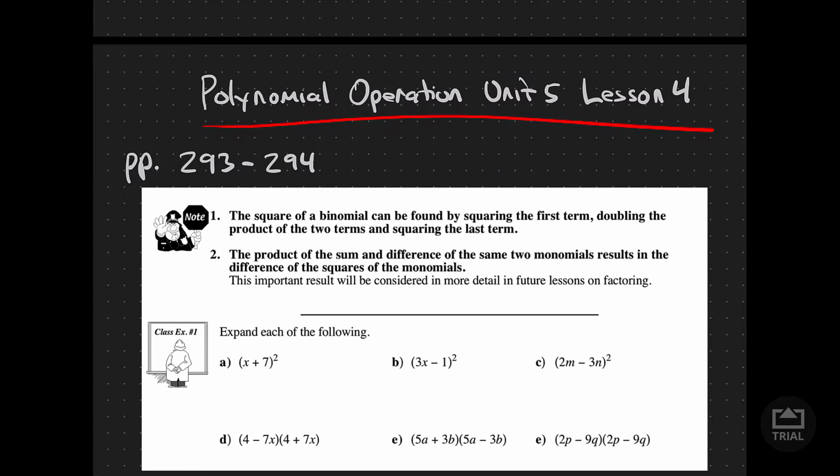The instructions for this lesson are very similar to what we've done previously, so hopefully we'll get through this fairly quick. But we're basically going to be introducing the square of a binomial. So you want to get familiar with this right here. The square of a binomial can be found by squaring the first term, and then doubling the product of the two terms, and finally squaring the last term. So let me break that down for you.